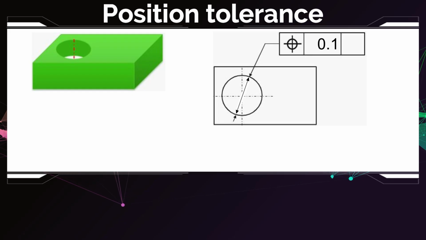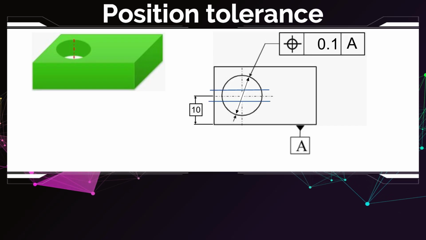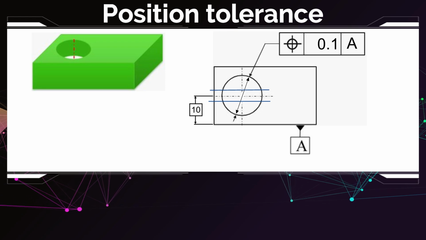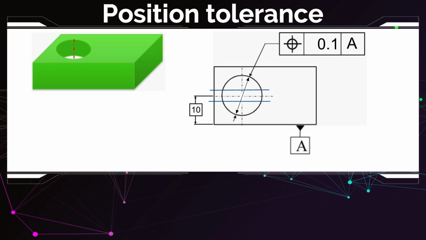Then I have to define my datum. Here's datum A. This means I want to control this distance here. So I have to define this distance using a theoretical dimension. Let's say it is 10 millimeters. This means I have my tolerance zone, which are two lines with a distance between them of 0.1. And the ideal line in the middle between these two lines lies with a distance of 10 millimeters from A.